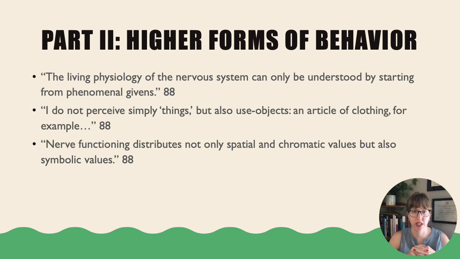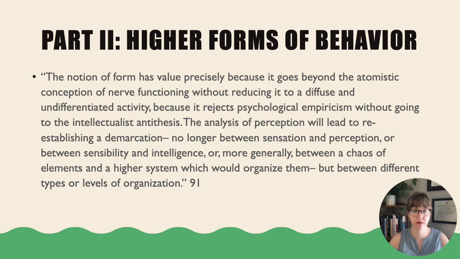The last quote, he says, "Nerve functioning distributes not only spatial and chromatic values, but also symbolic values. The notion of form has value precisely because it goes beyond the atomistic conception of nerve functioning, without reducing it to a diffuse and undifferentiated activity, because it rejects psychological empiricism without going to the intellectualist antithesis. The analysis of perception will lead to reestablishing a demarcation, no longer between sensation and perception, or between sensibility and intelligence, or more generally between a chaos of elements and a higher system which would organize them, but between different types or levels of organization." This is a very important quote. There's a lot there to unpack, but it's very important for the thesis of this whole book.